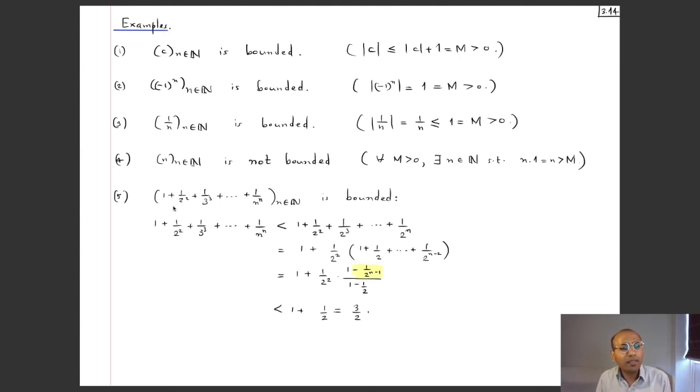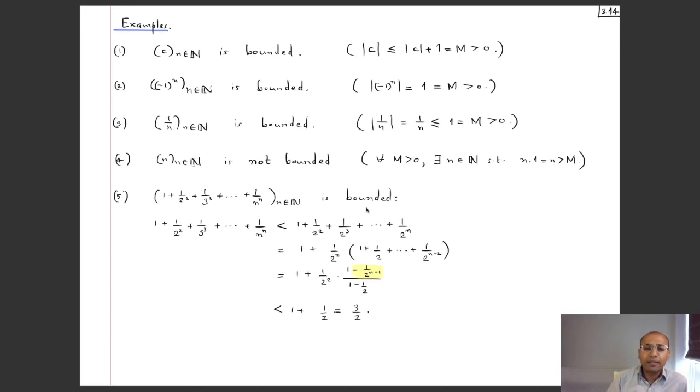Let's look at this sequence whose nth term is given by this partial sum, 1 plus 1 by 2 square plus 1 by 3 cube plus all the way up till 1 by n to the power n. I claim that this sequence is a bounded sequence. Now how would you go about showing this? Over here we sort of use a trick, but as we gain more experience with analysis, these kinds of tricks seem more and more natural.